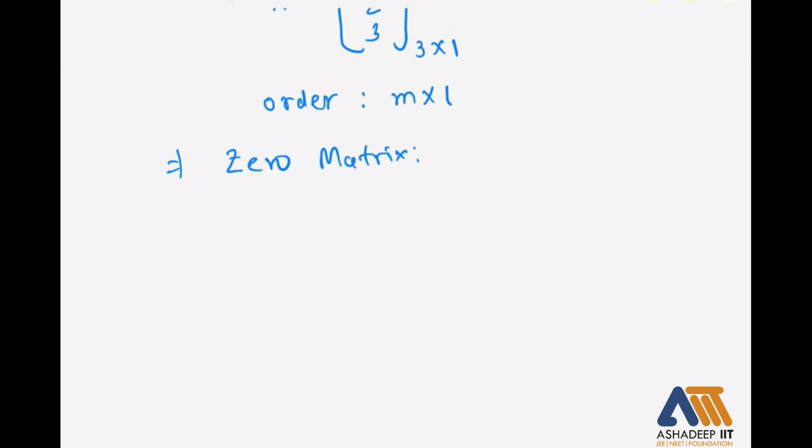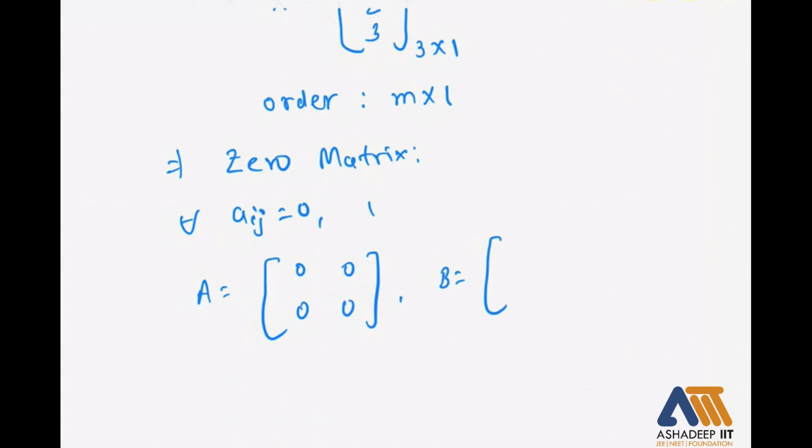In any matrix, if all elements are 0, that is, if all Aij are 0, then it is said to be a zero matrix. For example, if we consider a 2 cross 3 matrix with all entries 0, with 2 rows and 3 columns, the order is 2 cross 3. So this one is a zero matrix. All elements must be equal to 0.